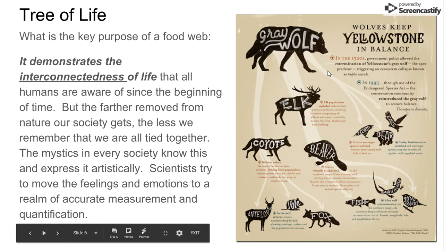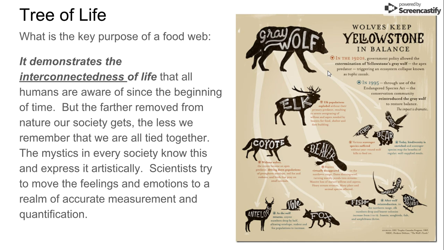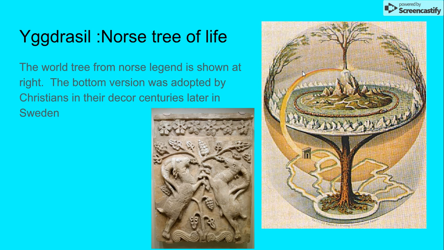The tree of life is an important idea in this. So ultimately what a food web is showing is that life is interconnected. And we're going to look at a specific case of the wolves in Yellowstone to see how much of a connection there was between them. The difference between the tree of life in literature and the tree of life in ecology is scientists are not artistically expressing the idea, but they're trying to get to the actual nuts and bolts behind it and quantify it, meaning get numbers to it.